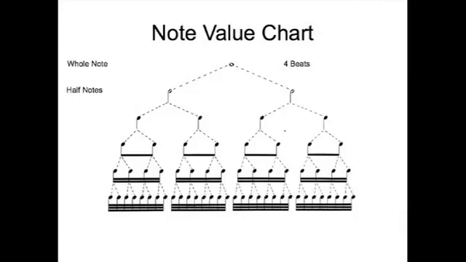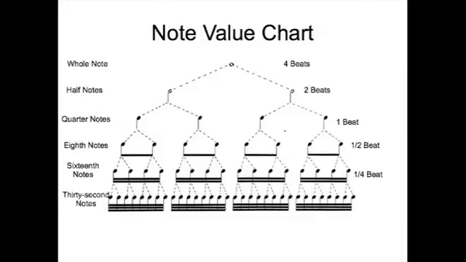Moving down, draw the arrow down. You will then see 2 half notes, which are worth 2 beats. Moving down, you'll see 4 quarter notes, worth 1 beat. 1/8 notes, they're worth a half a beat each. Remember, each of those groups have 2 1/8 notes in them, so each of those groups are worth a full beat. 16th notes, each individual note is worth 1/4 of a beat. Moving down again, 32nd notes, each individual note is worth 1/8 of a beat.